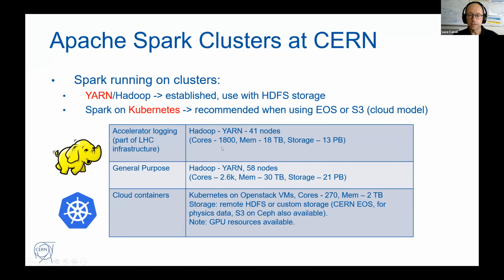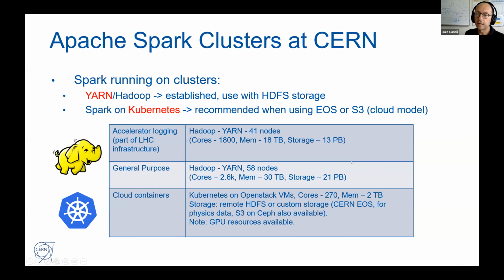So SWAN is integrated with CERN clusters, so with the Hadoop clusters and the cloud containers. And these are the resources available, for example, in the Hadoop. At the moment, the main Hadoop cluster has 1,800 cores, 13 petabytes of storage, and this is shared, of course, and 13 terabytes of memory.